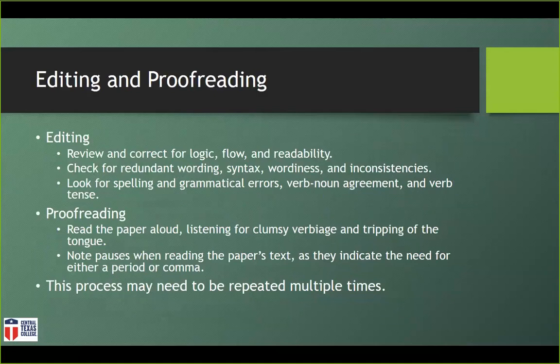For proofreading, the best way is to read the paper out loud, listening for clumsy verbiage and tripping of the tongue. Note any pauses that occur when reading the paper's text, as they indicate the need for either a period or comma. The process of writing and proofreading may need to be repeated multiple times.